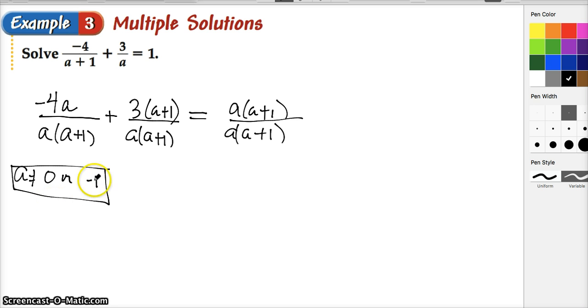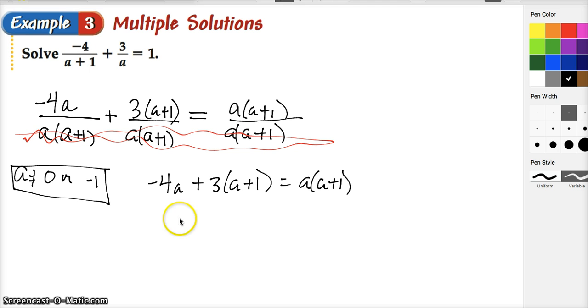Since a can't be 0 or negative 1, and I've already gotten a common denominator, you know my favorite thing to do, the denominator no longer matters to me. And so now I'm going to treat this like a regular problem that I've done before. So this is what we end up with. And now to finish off by distributing and getting ourselves together, we get 4a plus 3a plus 3 is equal to a squared plus a, joining some like terms together.